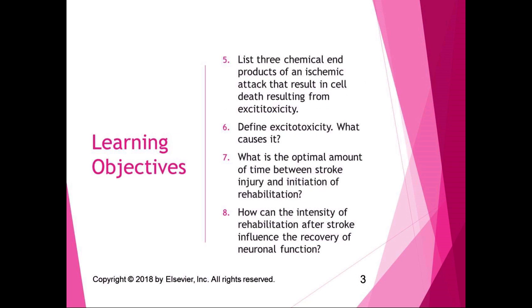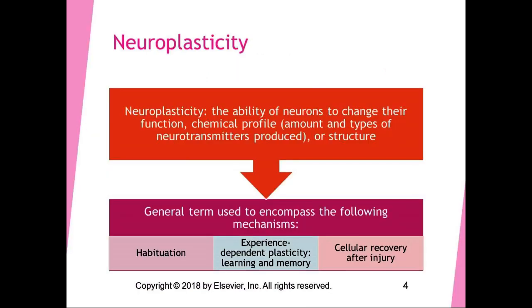I want you to be able to list 3 chemical end products of an ischemic attack that result in cell death that results from excitotoxicity. Well, what is excitotoxicity and what causes it? And what is the optimal amount of time, according to research, between stroke injury and the initiation of rehabilitation? It's sooner than you think. And how can the intensity of rehabilitation after stroke influence the recovery of neuronal function? All important things to think about in rehabilitation.